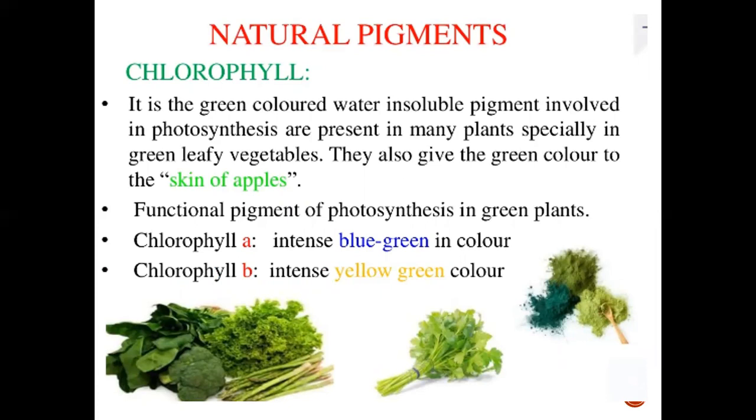There are two types of chlorophyll, chlorophyll A and chlorophyll B. Chlorophyll A is an intense blue-green color, and chlorophyll B is an intense yellow-green color. For example, you can see in this picture, the yellow-green appears especially after the leaves have aged. That is when chlorophyll A starts decreasing and chlorophyll B starts increasing.